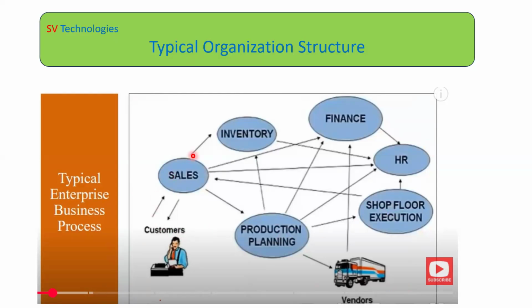But the rest of the departments, like sales, inventory, finance, HR, vendors, purchasing, everything, those departments will be there in any organization. So why have I considered this one also? If there is any manufacturing industry, it will have these two departments: production planning and shop floor execution, which is nothing but the production department.